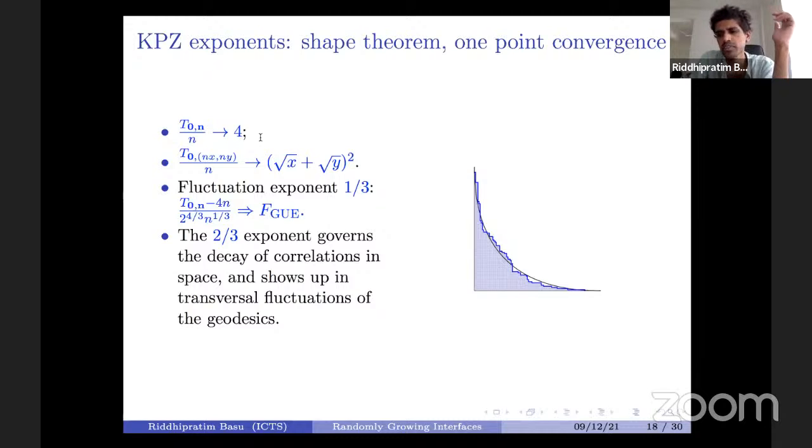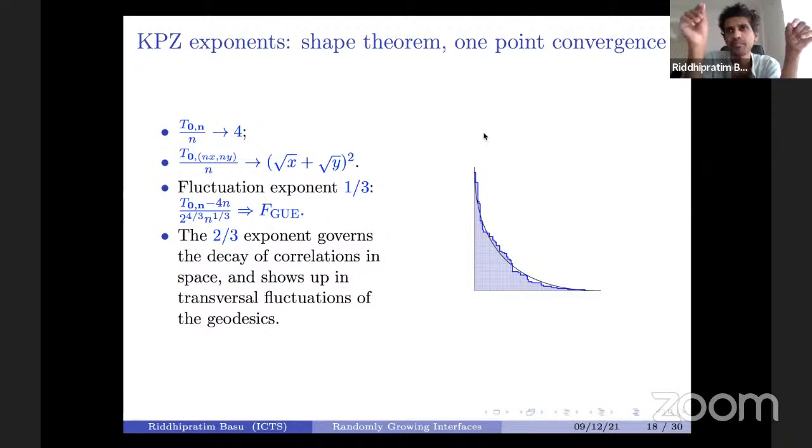This GUE Tracy-Widom distribution occurs as the scaling limit of the largest eigenvalue in many random matrix ensembles. And this 2/3 exponent, as I have already mentioned, occurs as a scaling exponent for correlation length. So how do you see this 2/3 exponent in the last passage percolation picture? One way to see it is to look at the geodesic. You look at the geodesic from, say, the origin to the point n comma n, and you ask, how far does this random geodesic go from the straight line joining the two points?